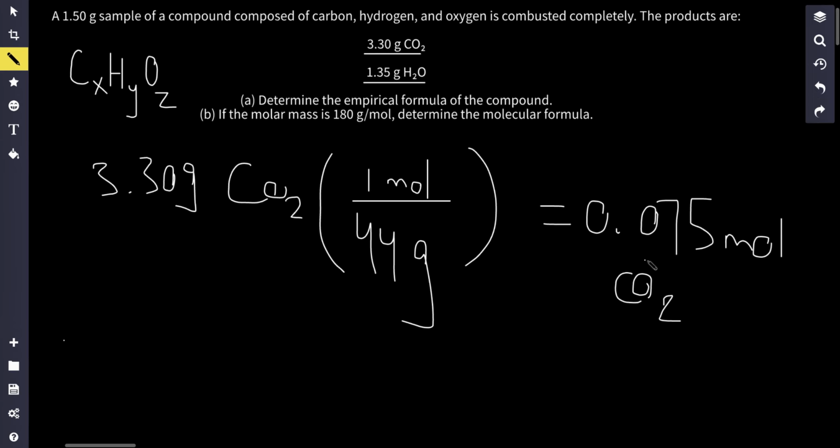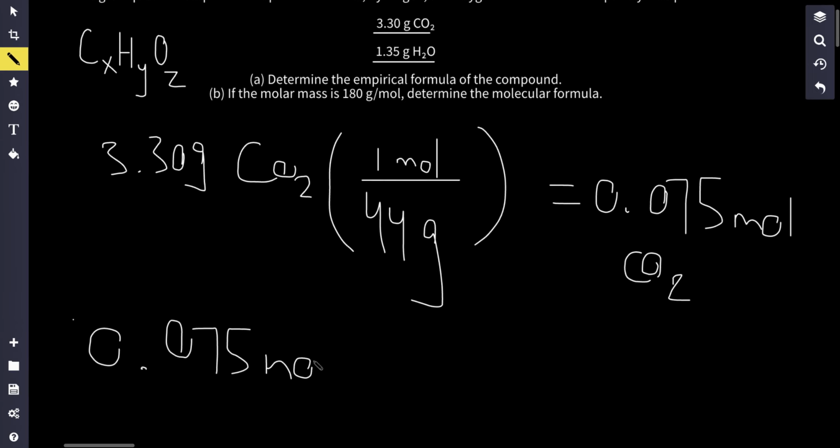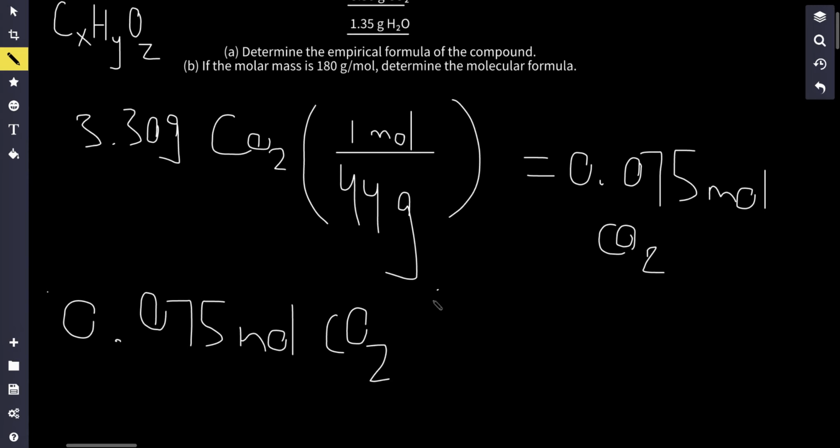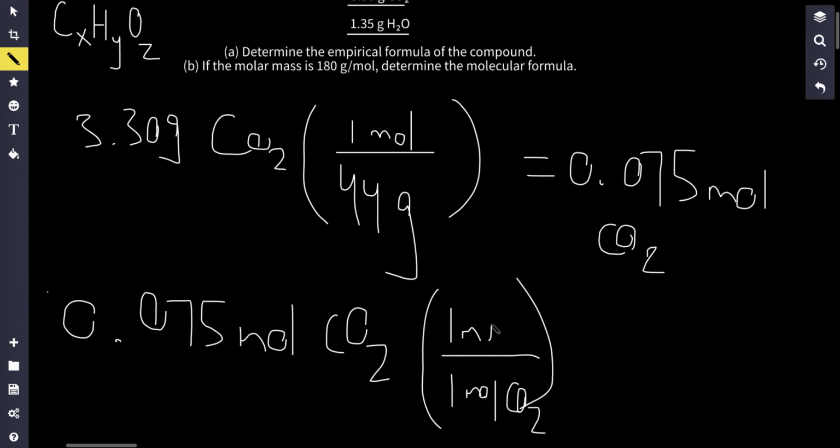So if I have 0.075 moles of CO2, I'm going to say that for every mole of CO2 I have 1 mole of carbon, because here's a carbon. I have 1 mole of carbon for every mole of CO2 that I have. So doing this, I just get 0.075 moles of carbon.